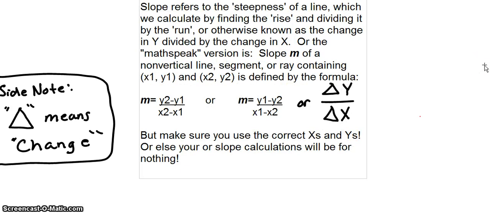or otherwise known as change of y divided by change in x, or the technical math version: the slope of a non-vertical line, segment, or ray containing (x1, y1) and (x2, y2) is defined by the following formula. Or we see the triangle y over triangle x, which is mathematically called delta y over delta x. That little triangle also means change, so change of y over change in x.